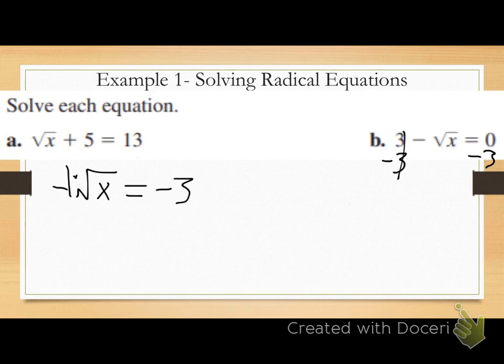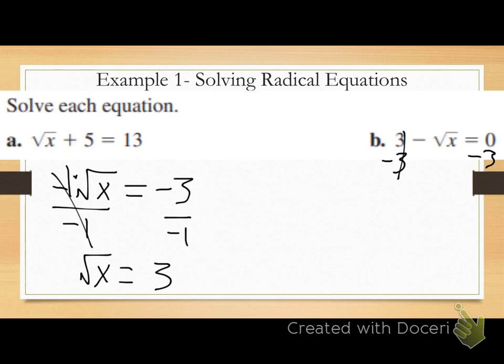Inverse of multiplication is division. If I divide by negative 1, it cancels it out. Whatever I do to one side, I got to do to the other. What's negative 3 divided by negative 1? 3. Okay, is my radical expression now completely by itself?